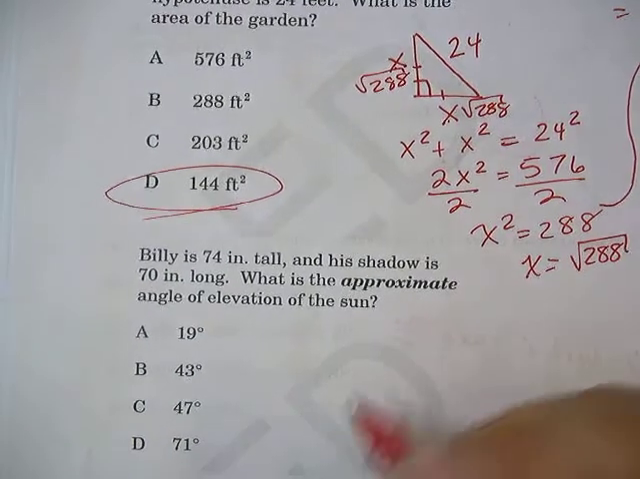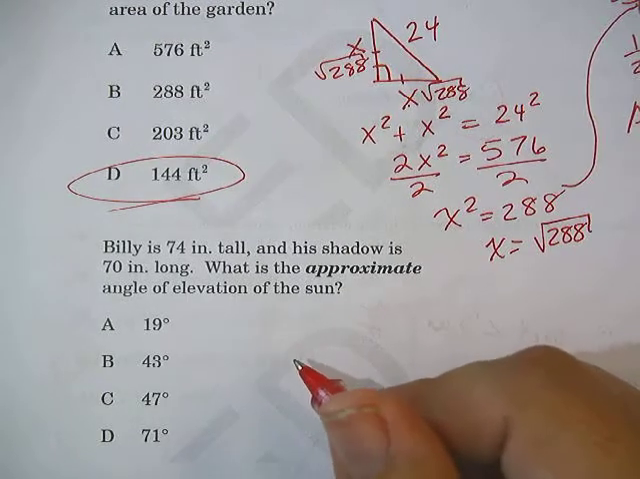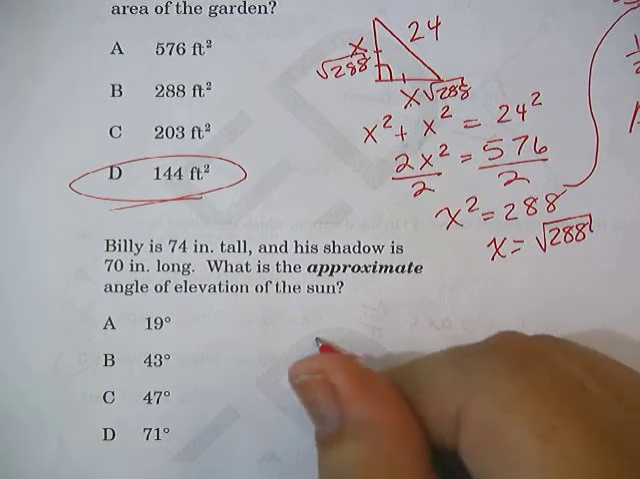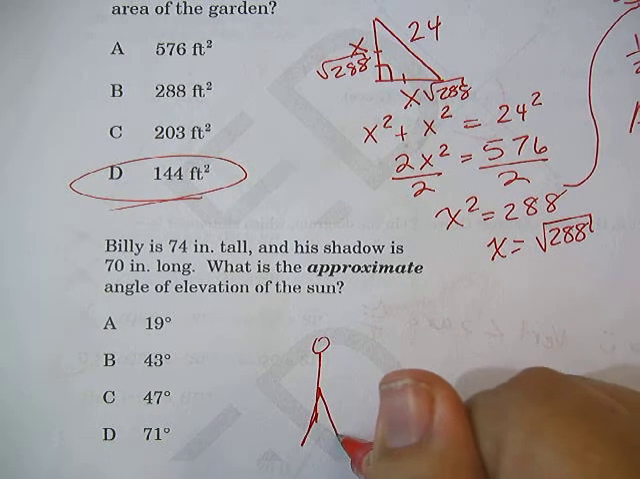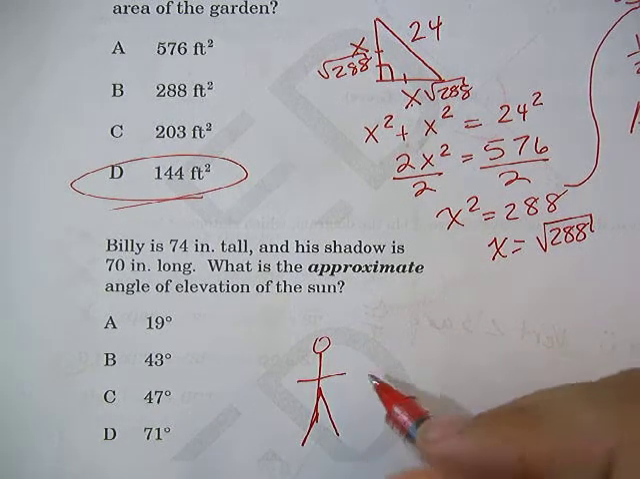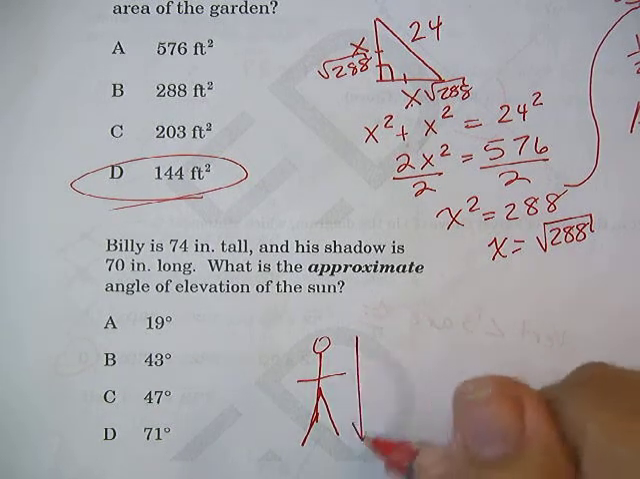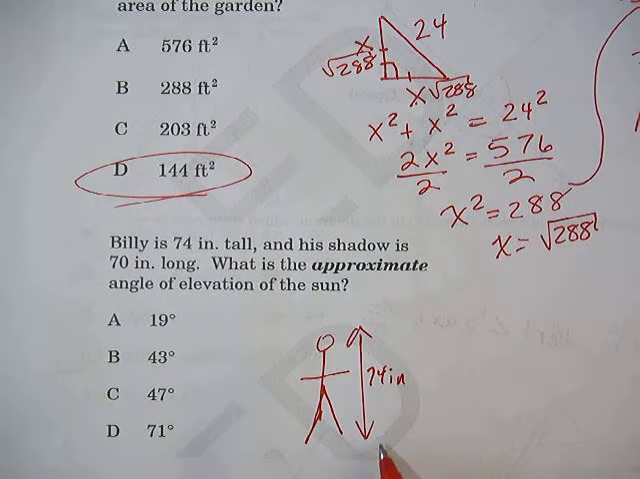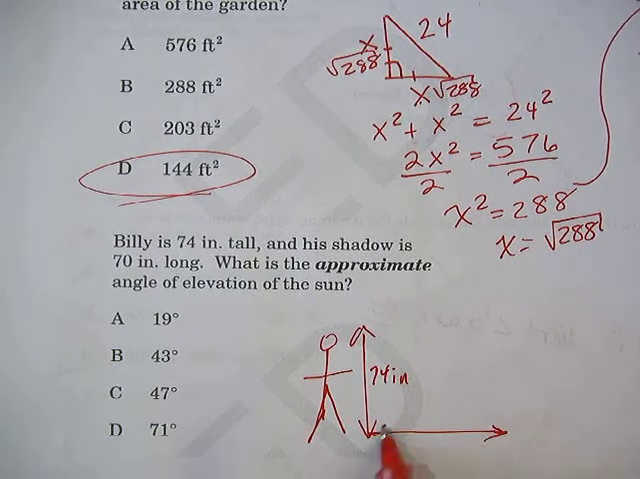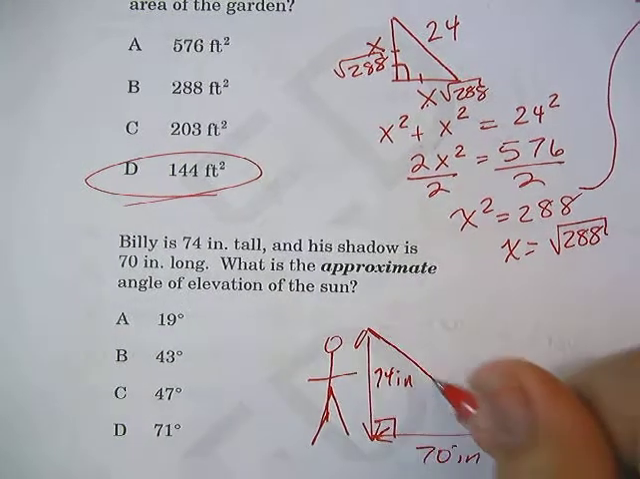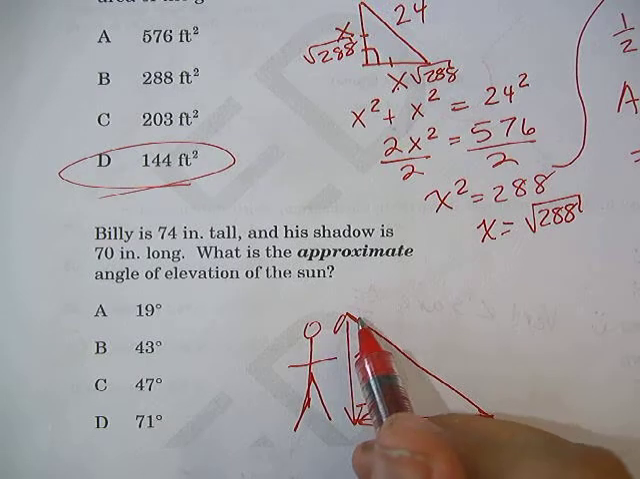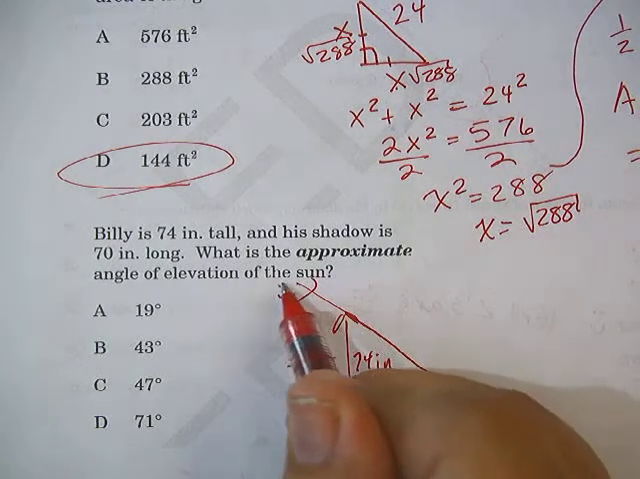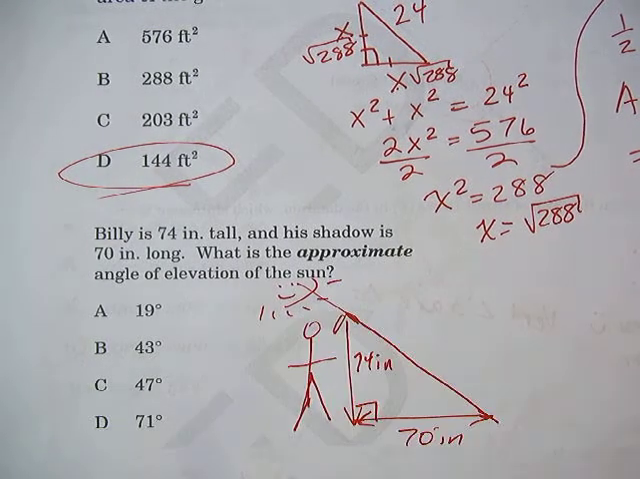All right. Billy is 74 inches tall, and his shadow is 70 inches long. Here's Billy. Yay, Billy. Billy with long legs, little head. So anyways, this is 74 inches, and his shadow is almost the same length. It's 70 inches. And these always make right angles. They want to know, what is the angle of elevation to the sun? So the sun is back here smiling down on Billy, shining its rays.